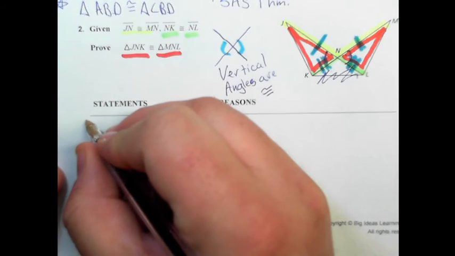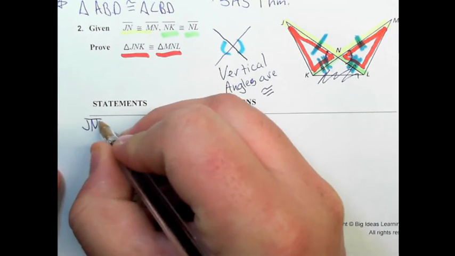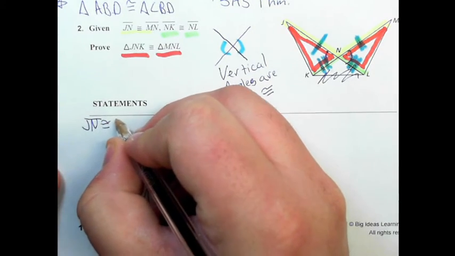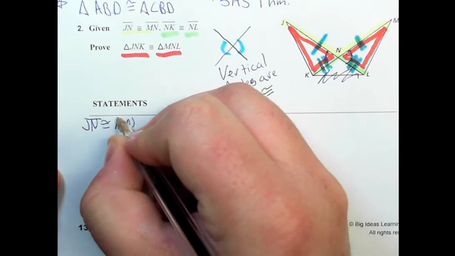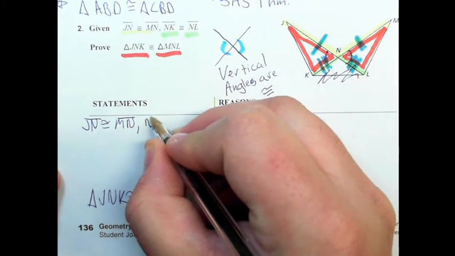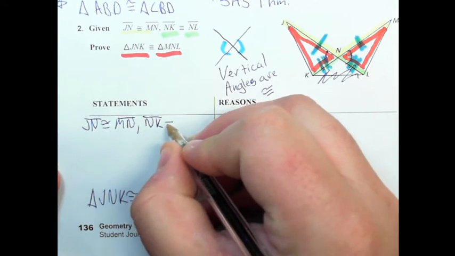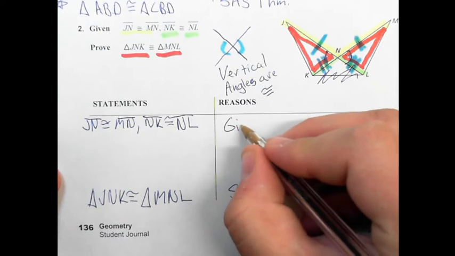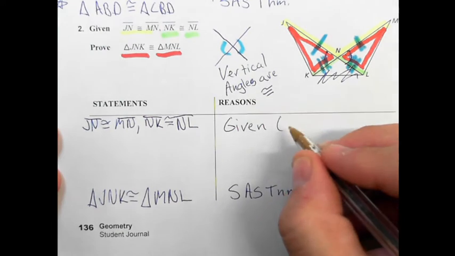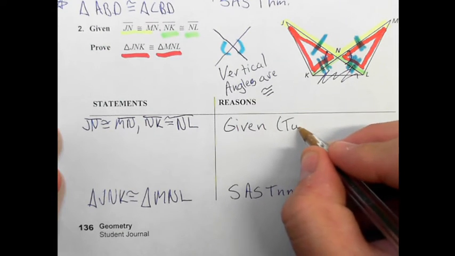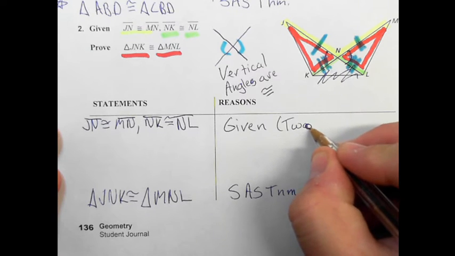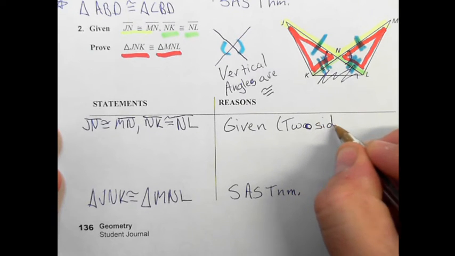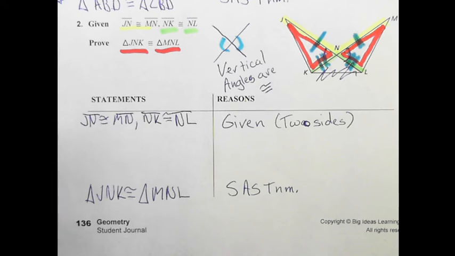And that's how I prove this theorem. So I'm going to list what's given to me. I'm given that JN is congruent to MN and NK is congruent to NL. That's given to me. And I'm just going to write over here 2 sides. So now I need to prove the angle in between them.